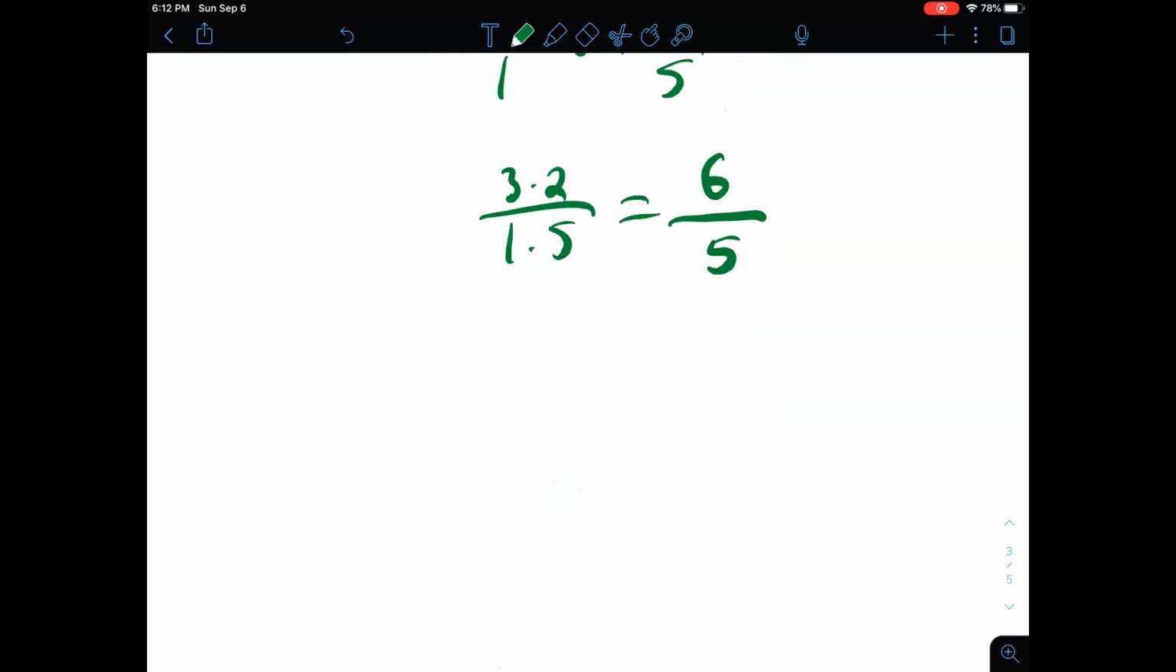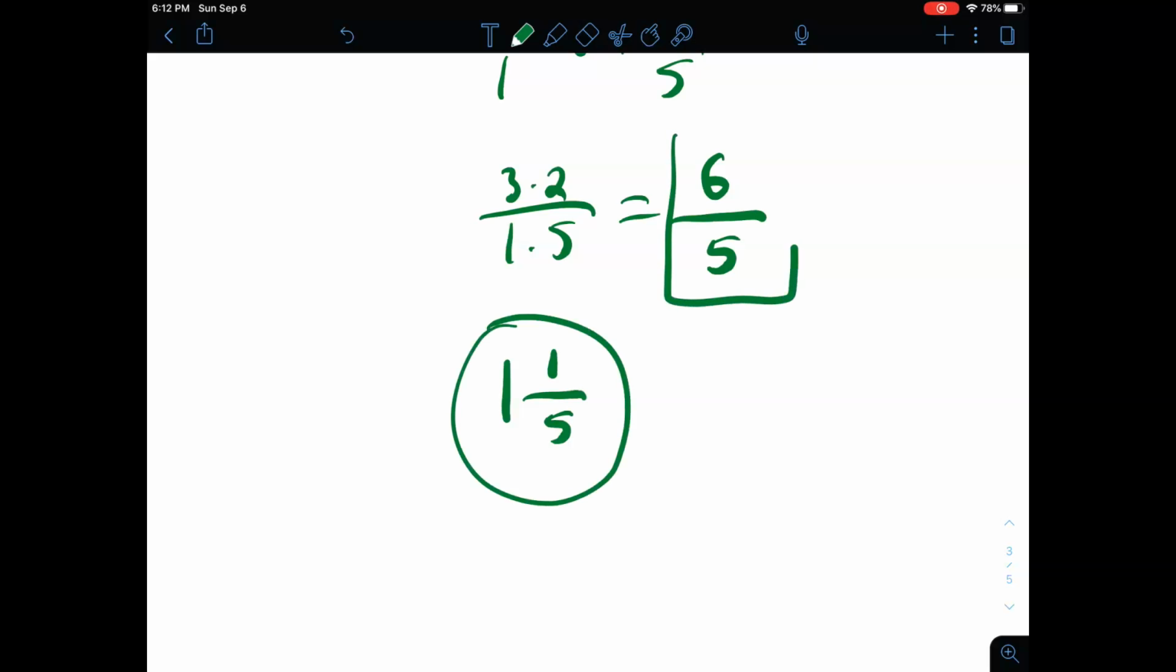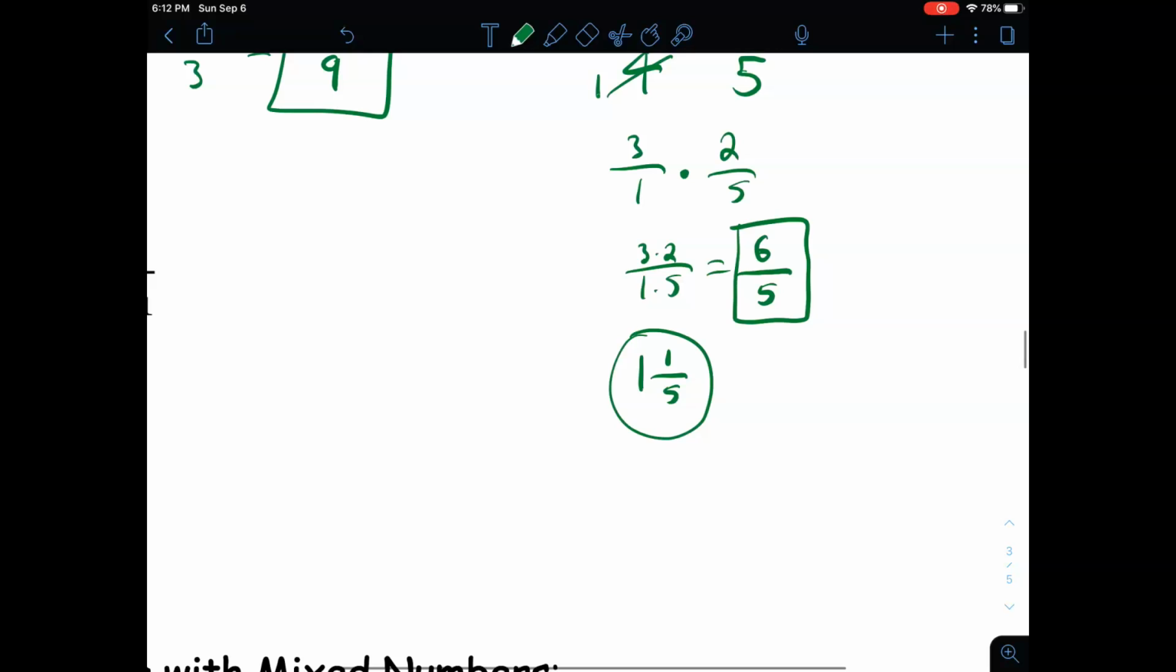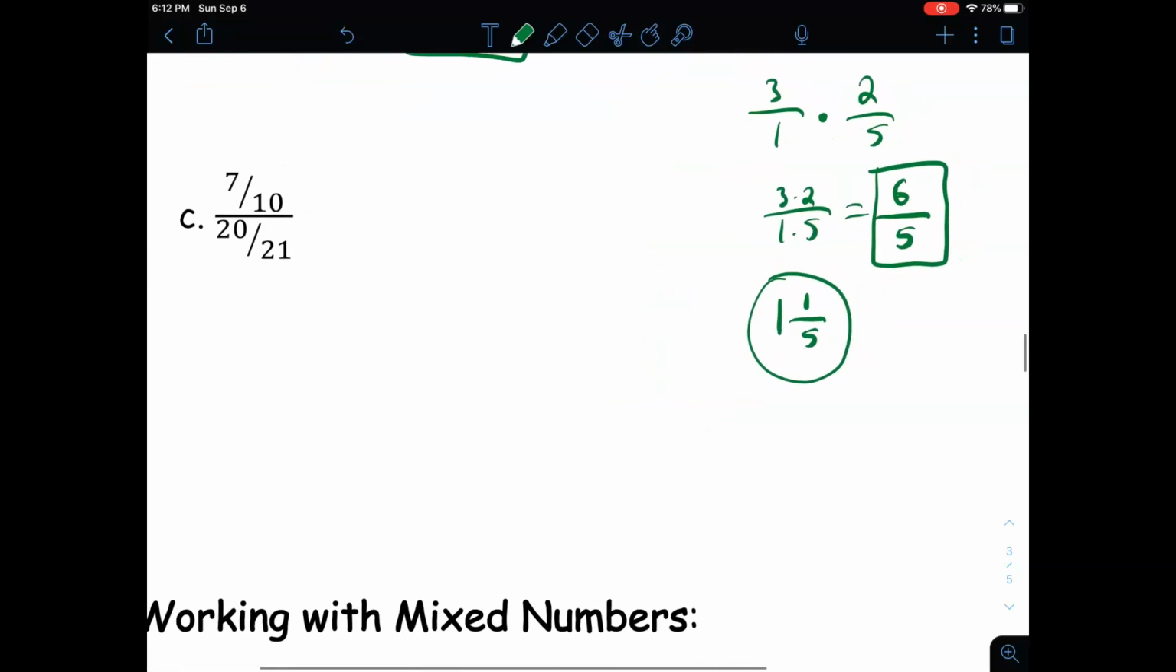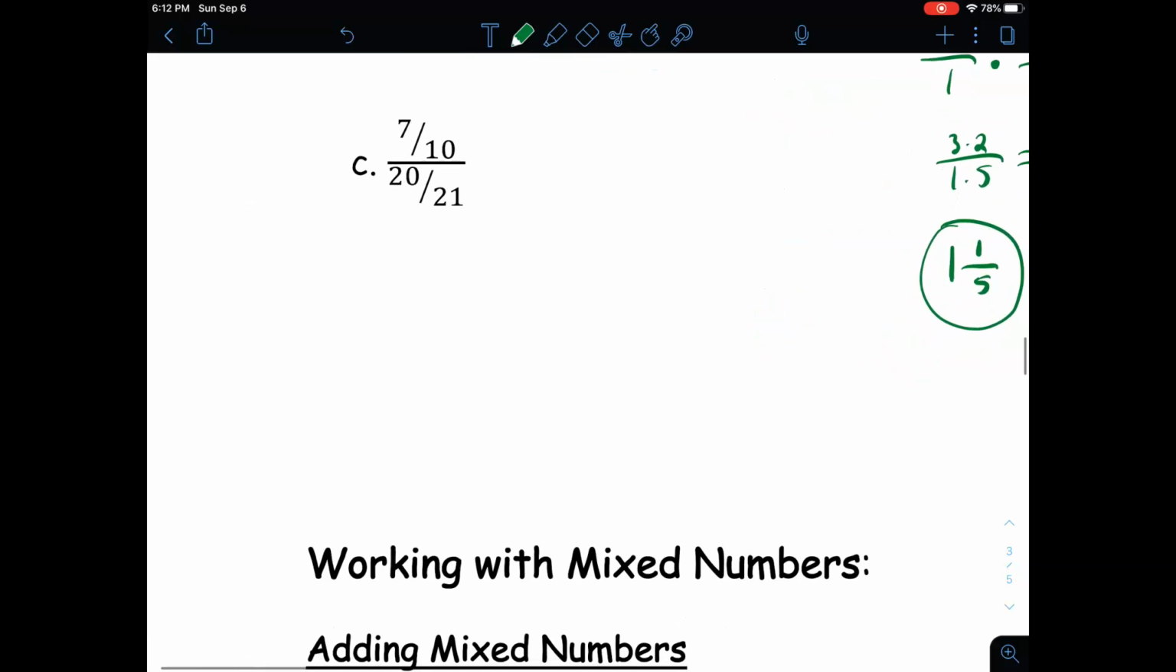If you wanted to, we could reduce this. 5 goes into 6 how many times? One time. So 5 times 1 is 5. What is 6 minus 5 going to be? It's going to be, yep, 1 and 1/5. But like I said, I prefer keeping this as our final answer. Improper fractions are just better. They're way better. Okay, sounds good.